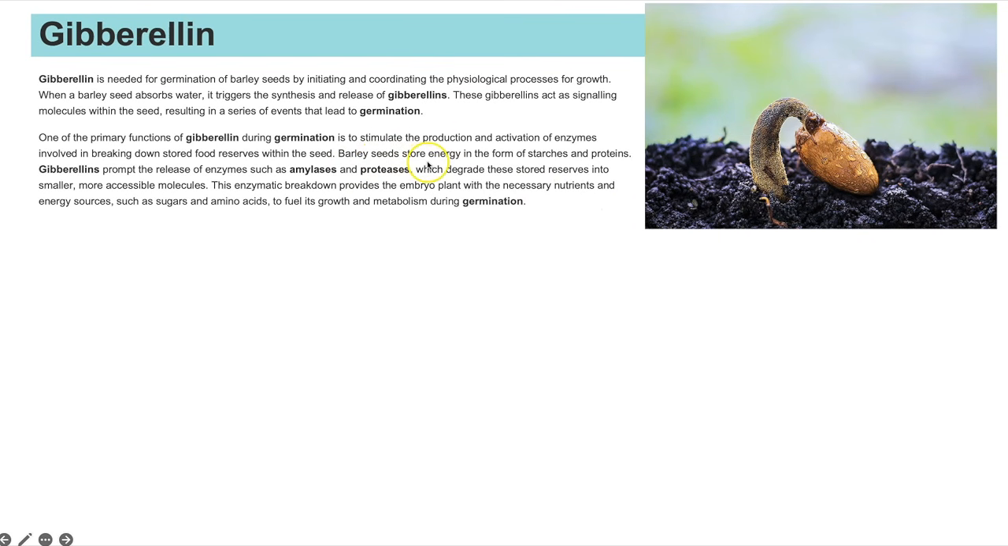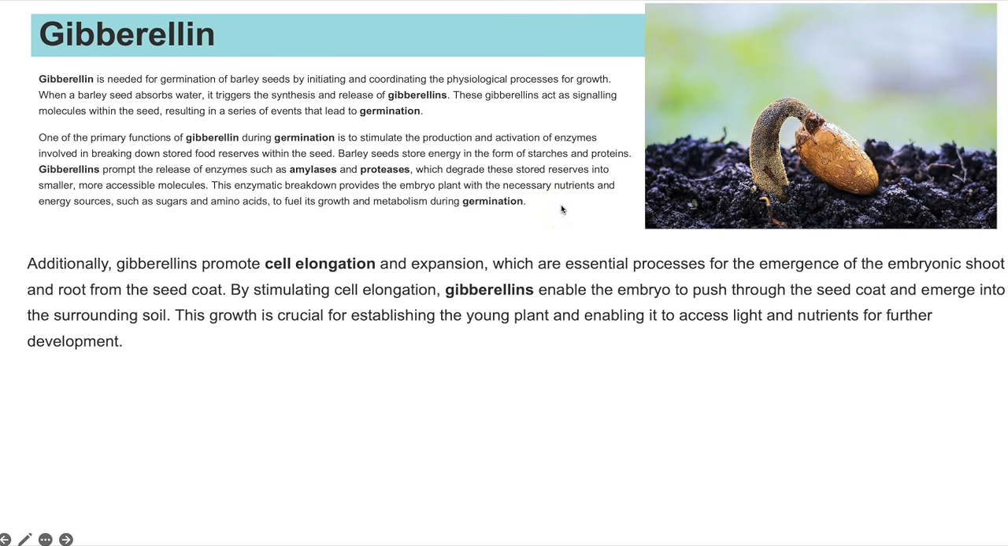And barley seeds store energy in the form of starches and proteins. Gibberellins prompt the release of enzymes such as amylases and proteases, which will then hydrolyze those stored reserves into smaller, more accessible molecules. And this breakdown by enzymes provides the embryo plant with necessary nutrients and energy sources, such as glucose and amino acids, to fuel the metabolism during germination.